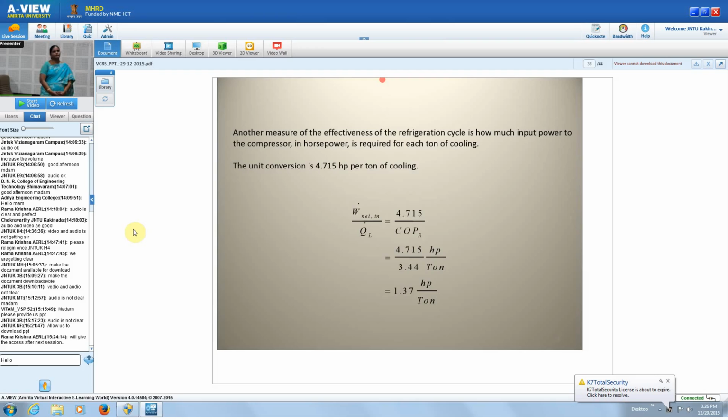And also the work required. So work input is also asked in this question. You can find out the work input, which is nothing but the mass of the refrigerant into the work input to the compressor, H2 minus H1. But here it is asked in terms of horsepower. Okay. That horsepower conversion is known: 4.715 horsepower is equal to 1 ton of refrigeration. So you can divide and find that in HP per ton.